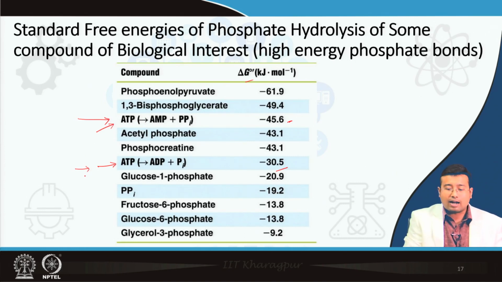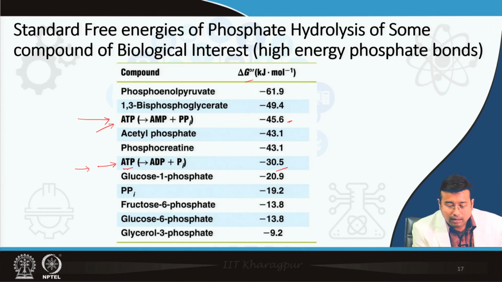And according to this chart, the dissociation of phosphoenol pyruvate will release the maximum amount of free energy. So this is highly favorable. Phosphoenol pyruvate always tries to dissociate, and the compounds which are lower down the order will have less free energy change.